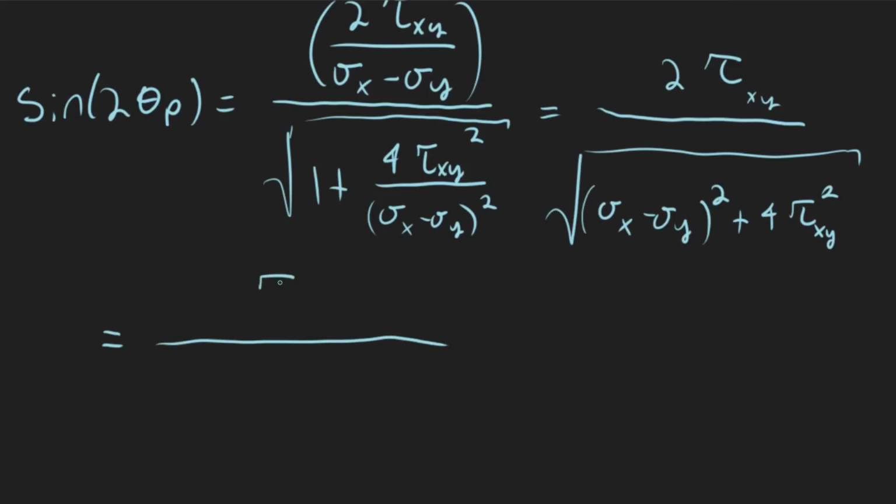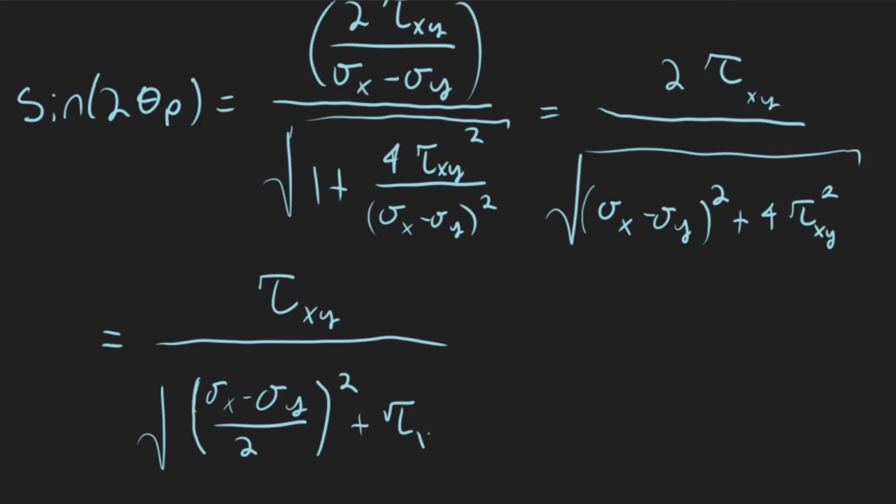So this is going to give me the shear in the xy direction over the square root of, now I could do sigma x minus sigma y squared all over 4, right? But notice I can bring this 4 into this squared as well. So I can say this is sigma x minus sigma y all over 2, and then I take this whole quantity and I square it. It's the same thing, and then I'll have plus shear in the xy squared. Okay?